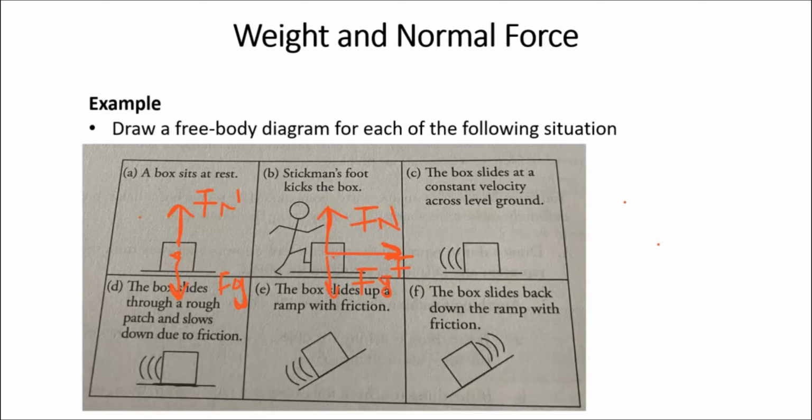Then in box C, it says the box slides at a constant velocity across the level ground. And remember, when we hear constant velocity, the acceleration is what? Zero. So even if it slides at constant velocity, since the acceleration is zero, there is no net force. So here, the box, the gravitational force lies down that way. Then here's the normal force.